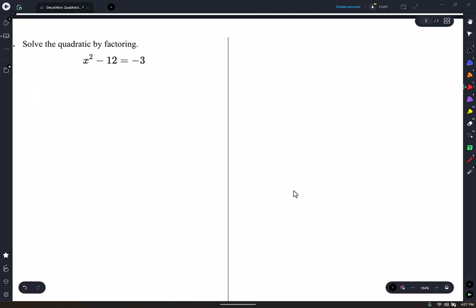Solve by factoring. Okay, I'm going to move this 3 to the left. I know you probably can move that negative 12 to the right, but it does say solve by factoring, so let's go that route. So plus 3, so you get x squared minus 9 equals 0. This is not necessarily the move I would make, but they want us to solve by factoring.